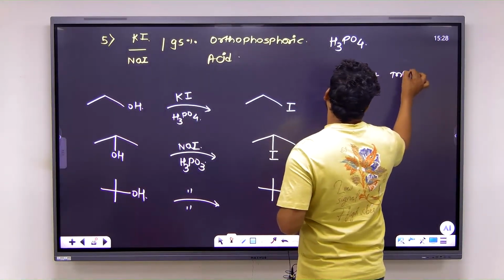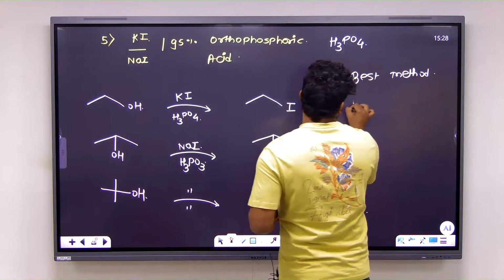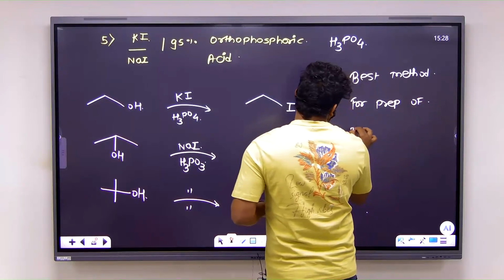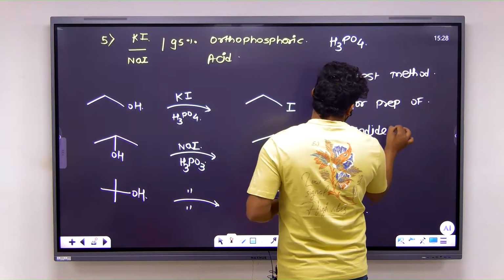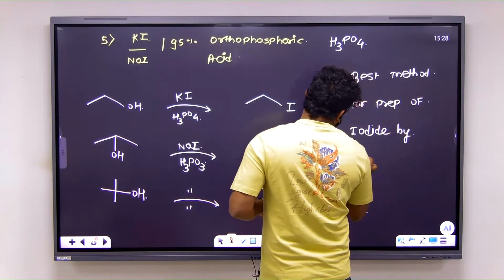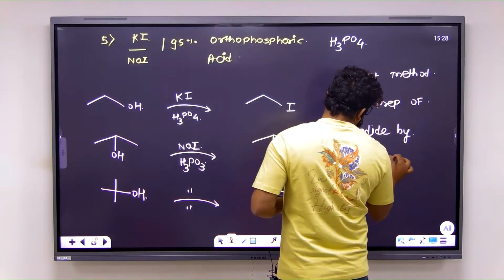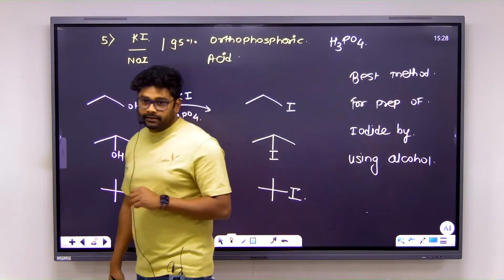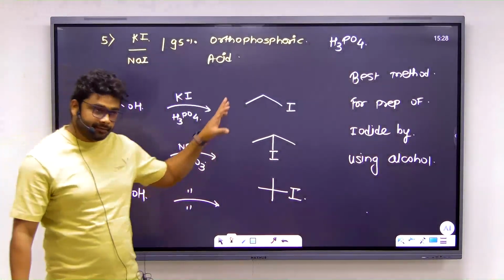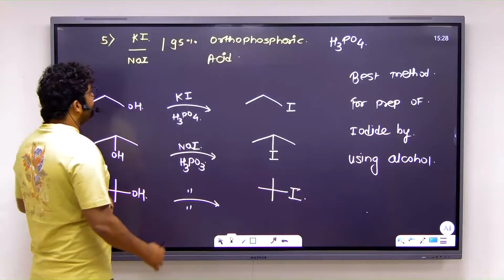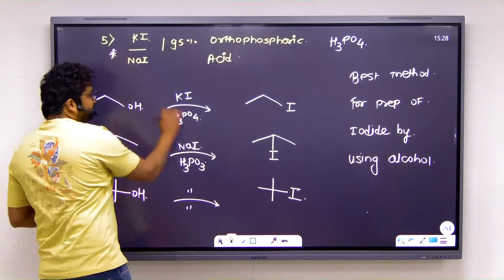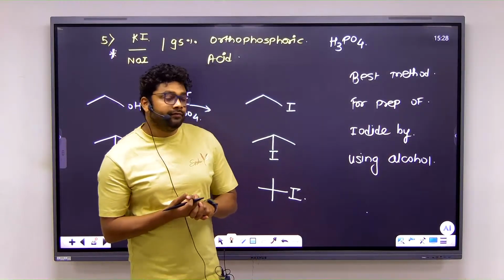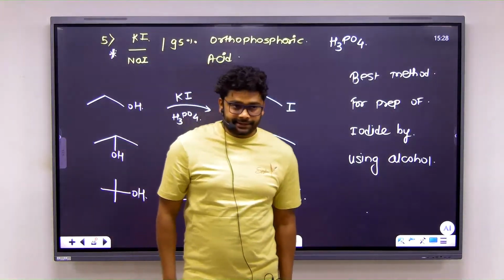So this is a best method, right, for preparation of an iodide. Preparation of what? Iodide. Mark my words, using alcohol. Using what? Alcohol. I'm not telling you any other reagent that has to be used for the preparation of iodide. Okay, so hope you are comfortable with this all topic of preparation of what? Haloalkanes. Okay, we'll move on for some properties in next lecture. Thank you.